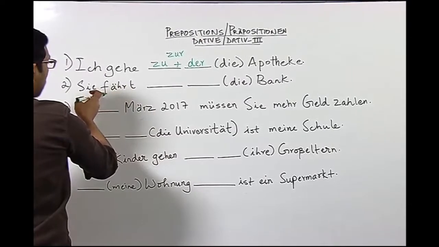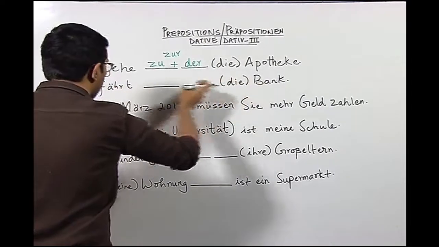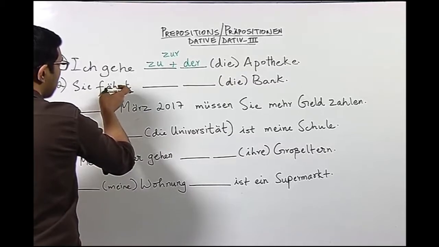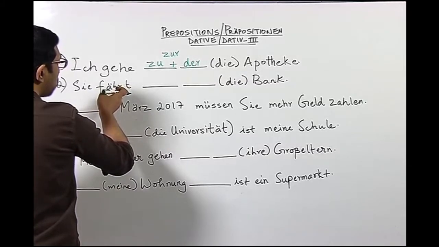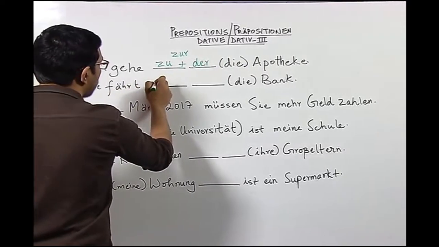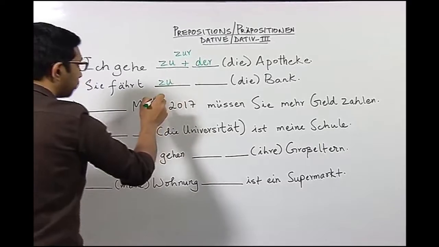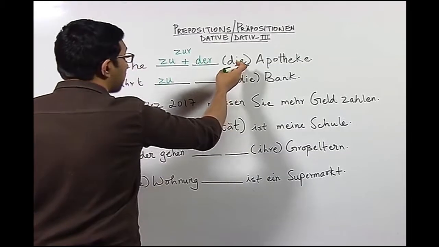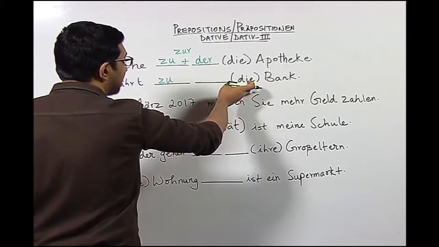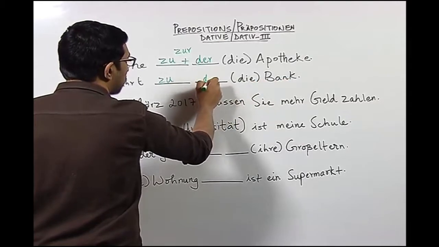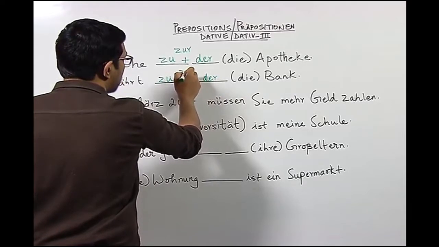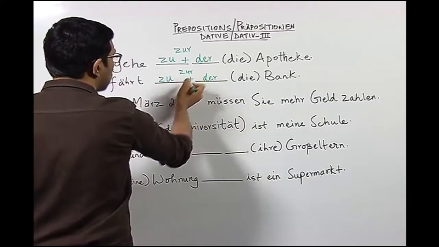Now, in sentence number 2, Sie fährt die Bank. Here again we have a movement verb fährt, which is from the verb fahren, which means to drive or to travel. Now, in this context also we use the preposition zu, and like in the previous example, here also for the noun Bank we have the article die, which is converted into der, and we can always combine it if you want and make it into zur.